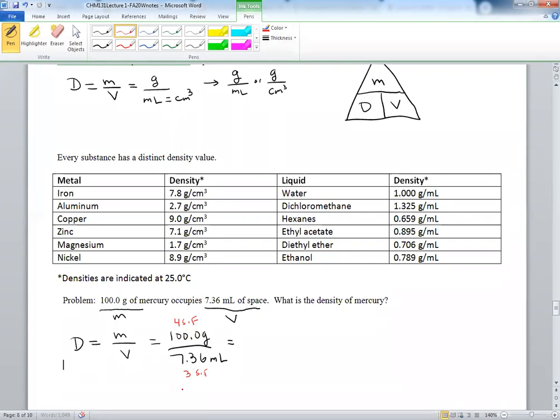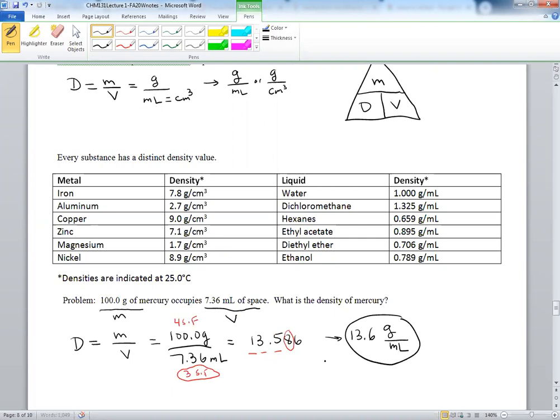So again, keep that in mind all the time. If we take 100, divide by 7.36, we get 13 point, let's say, 586. We'll stop there. Let's round to 3 significant figures. Remember, that's the rule for division and multiplication. So this is our first, second, third significant figure. What comes after this 5 is an 8. So that means we have to increase that 5 to a 6. So it's going to become 13.6 grams per mil.